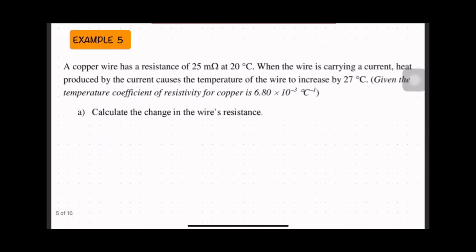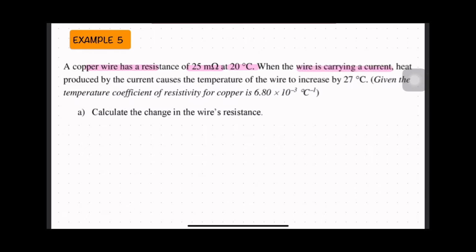Okay, example 5. We have a copper wire has a resistance of 25 milliohm at 20 degrees Celsius. So kalau dia kata 25 at 20 degrees Celsius, ni adalah R0 lah, sebab kalau kita tengok dekat situ, kita punya temperature pada masa 20 ni adalah kita panggil reference temperature.